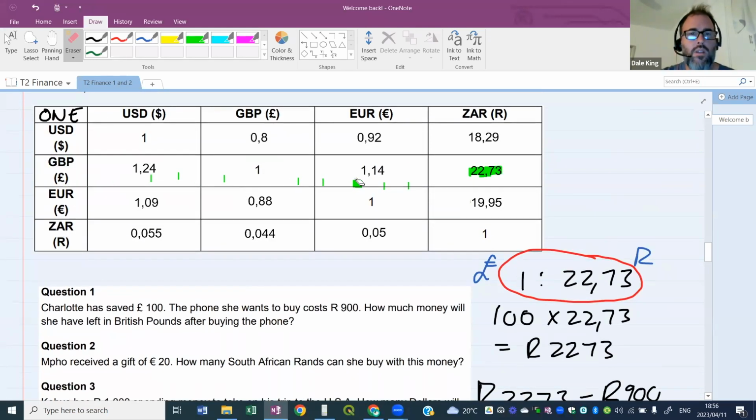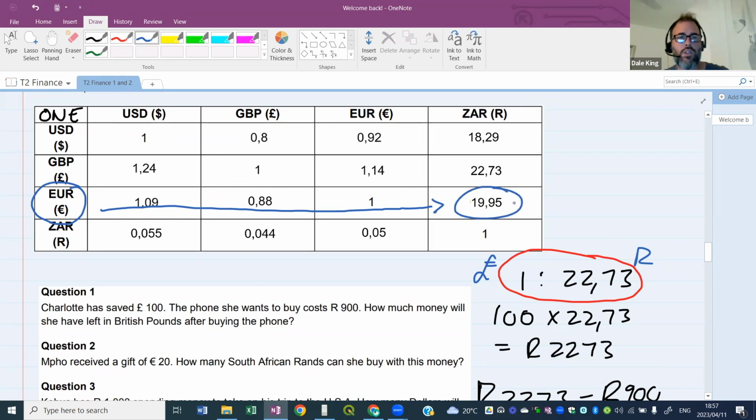Okay. So if we have to use our table, we've got 20 euros. How many rands is that? So here's the euros. You got to go all the way across to the rands. Okay. So it's an easy calculation. She's got 20 euros. How many rands will that be? Nice and easy to end it off tonight. 20 euros. How many rands will that be?